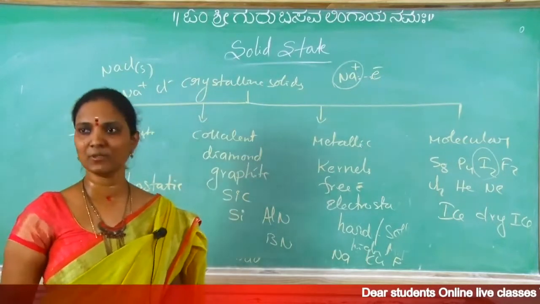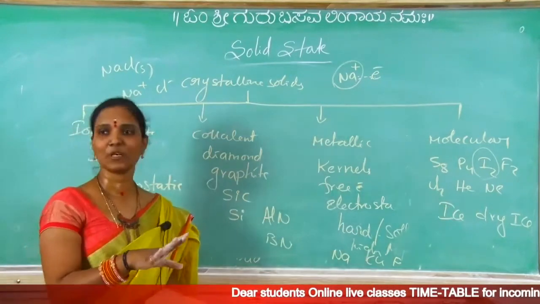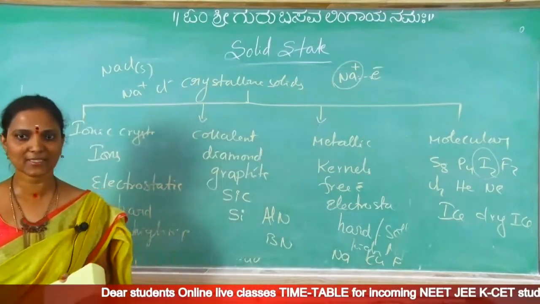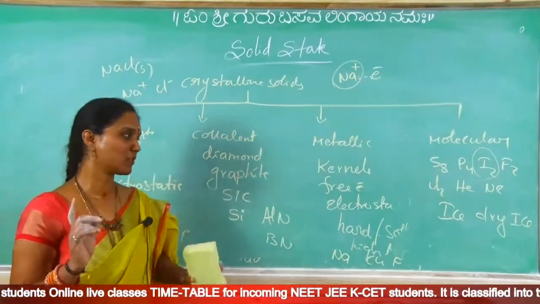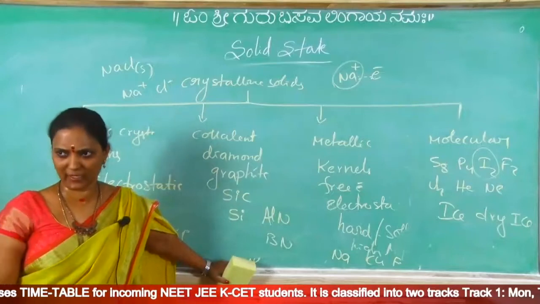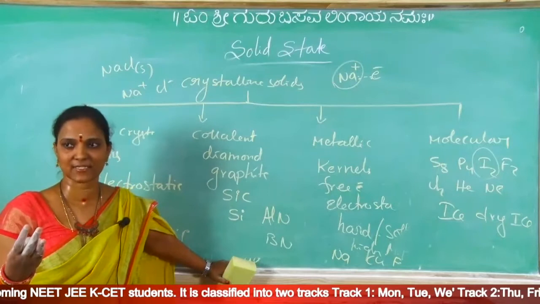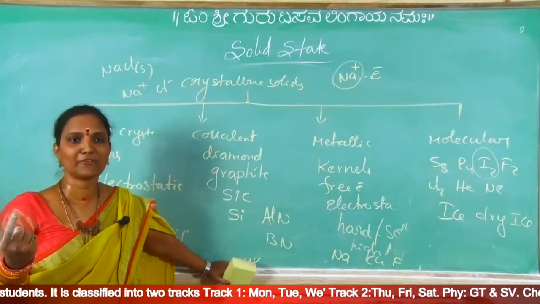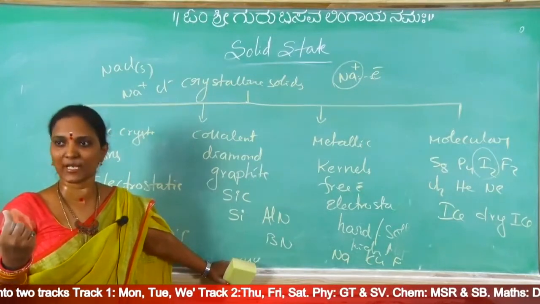They won't give options like ionic, metallic, covalent, molecular. Options are always examples only. Understand that? So definitely we have to practice examples. One more question, for example: the following has a low melting point. First option dry ice. Second option K2SO4. Third option Fe. Fourth option is SiC or carborundum.